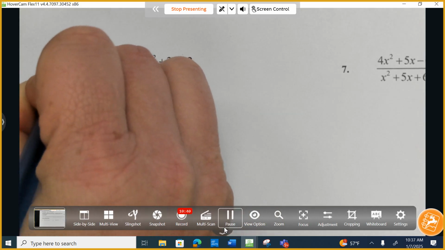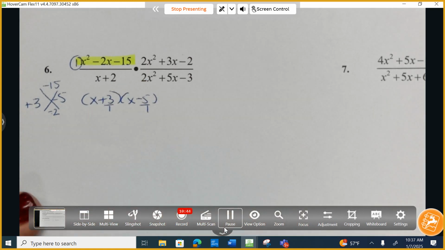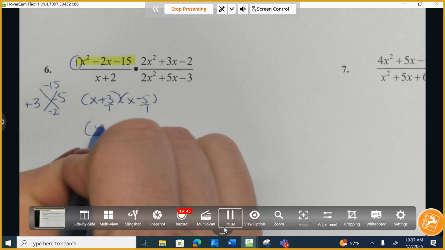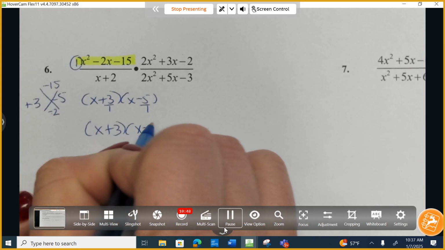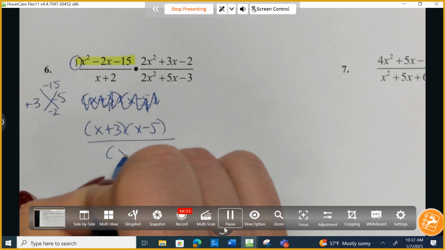And then this is the tricky part, remember, that leading coefficient is a 1. So I divide by 1, and then I use a calculator and I get x plus 3 and x minus 5. I don't want to be confused, so I'm going to cross this out. On the bottom, I'm going to write x plus 2.